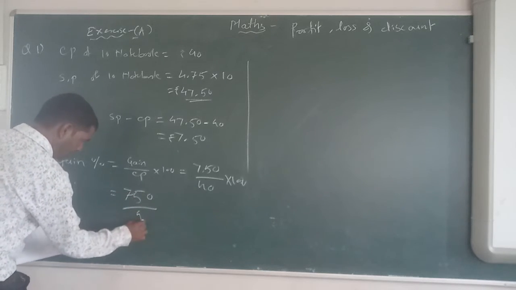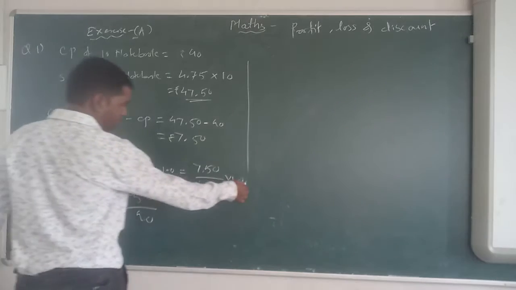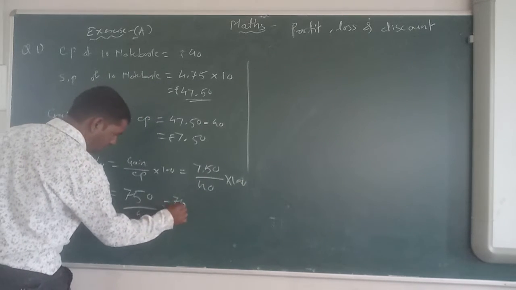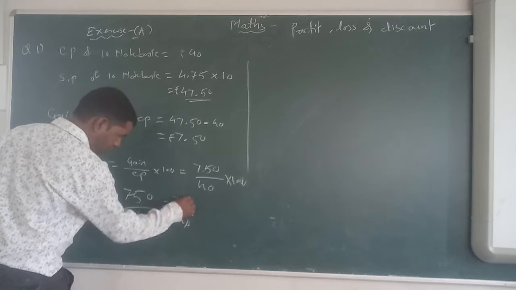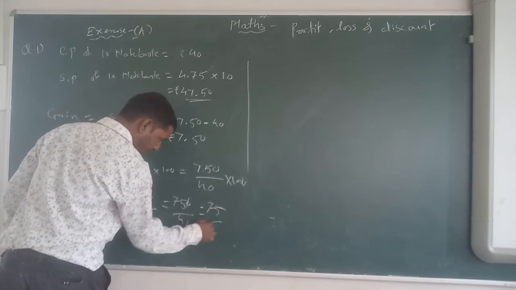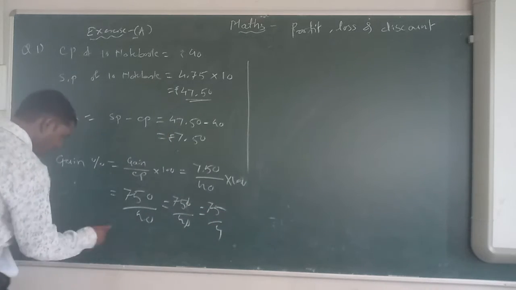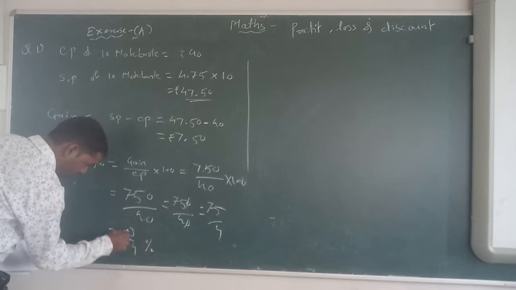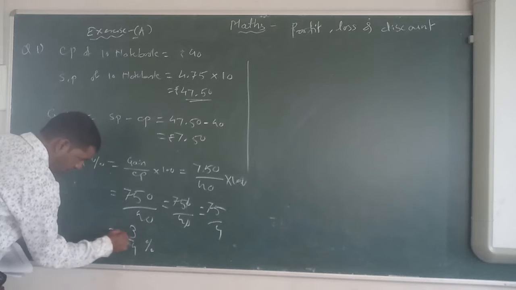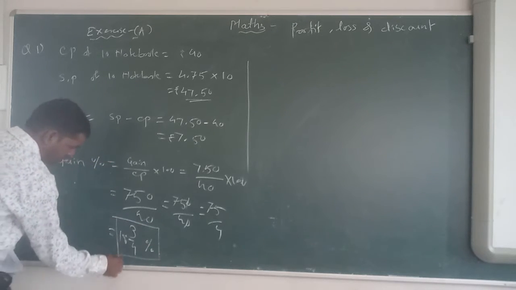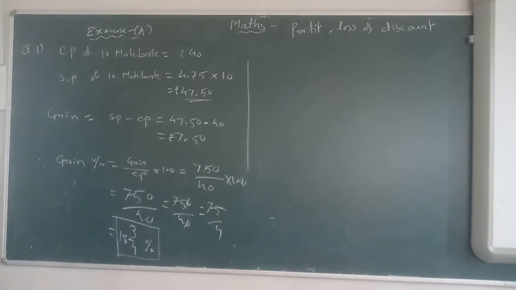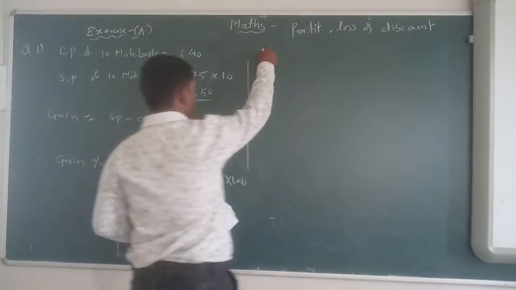750 upon 40, which gives 18 and 3 upon 4 percent. This is the gain percent. Got it now? Whenever you have to write it down, you can take a screenshot. After that, we will see another problem. Question number 3 we will see.